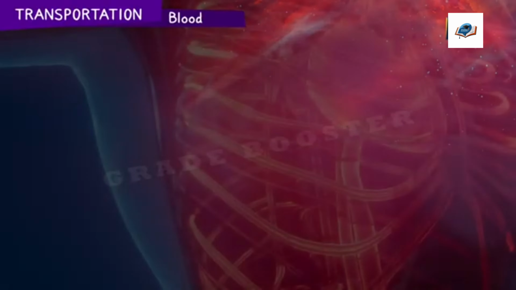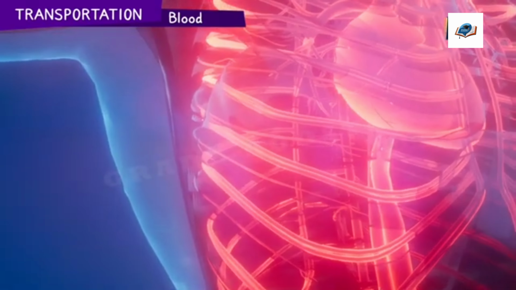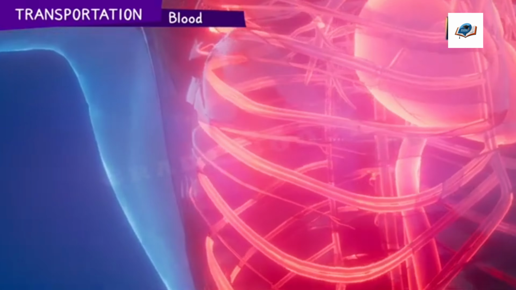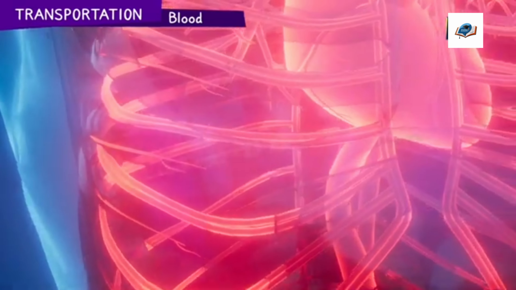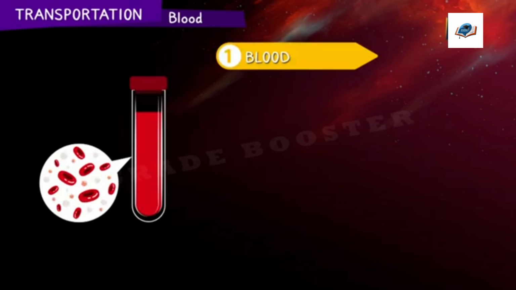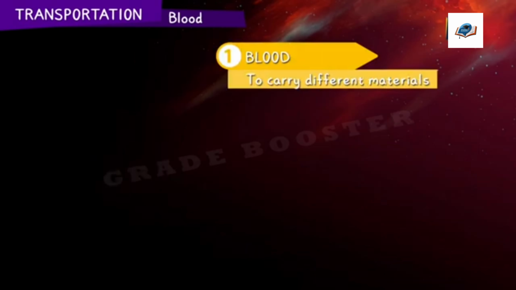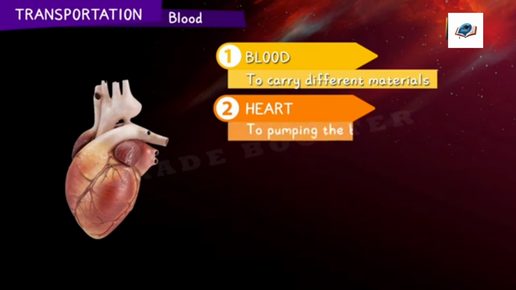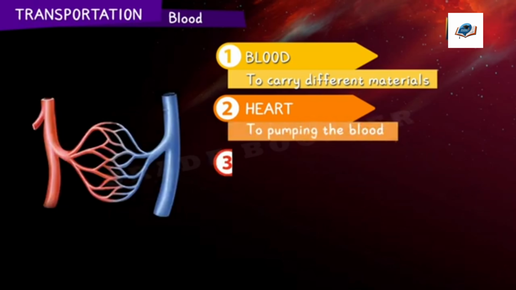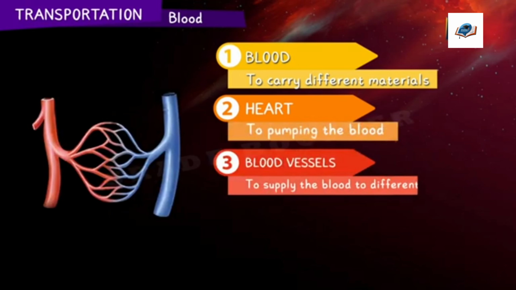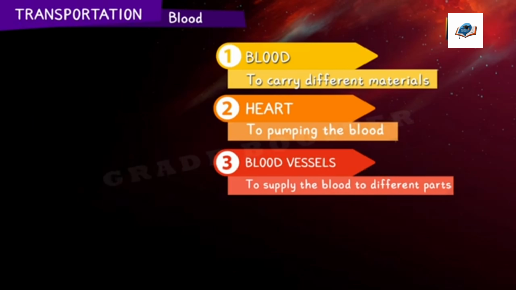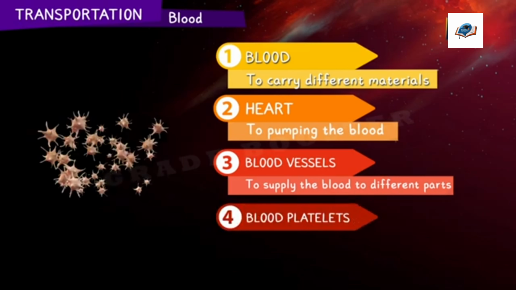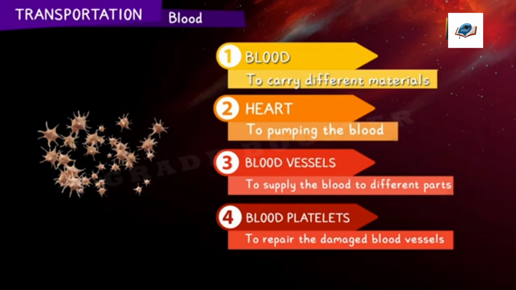Transportation. Now, let us look at the human transport system. Transportation is an important life process. Our transport system is composed of: 1. Blood to transport different materials, 2. Heart to pump the blood, 3. Blood vessels to supply the blood to different body parts, and 4. Blood platelets to repair the damaged blood vessels.